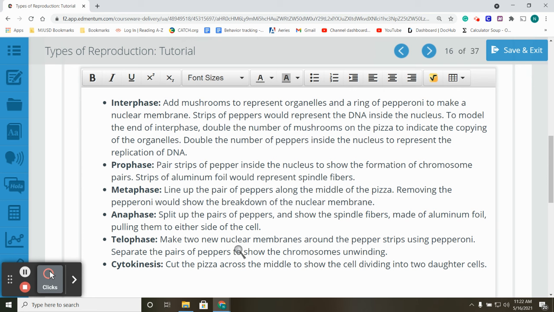Make two new nuclear membranes around the pepper strips using pepperoni. Separate the pairs of peppers to show the chromosomes unwinding. Cytokinesis. Cut the pizza across the middle to show the cell dividing into two daughter cells.